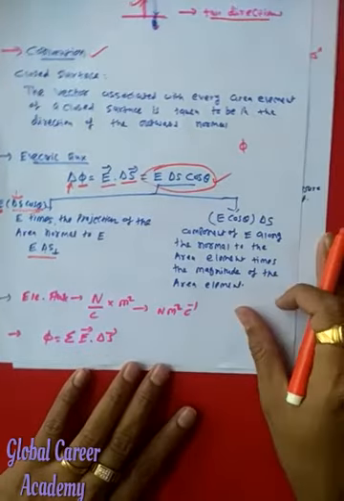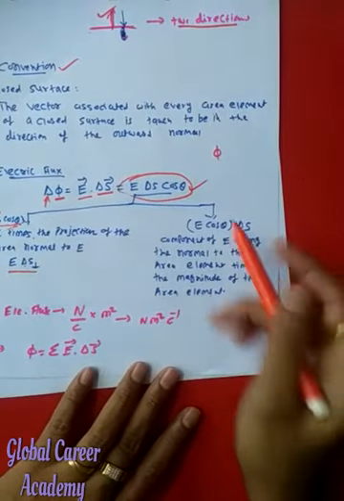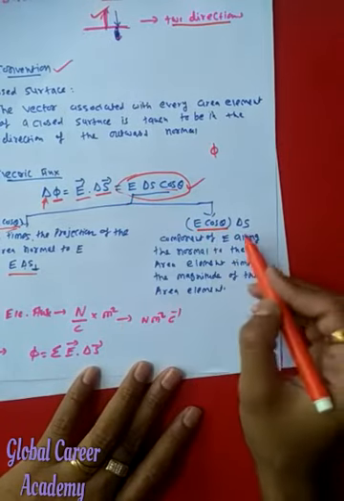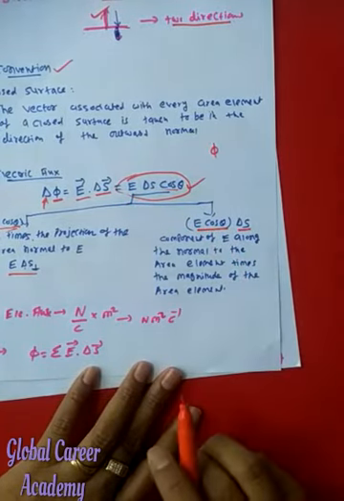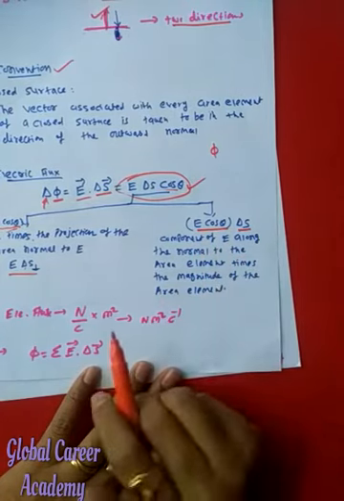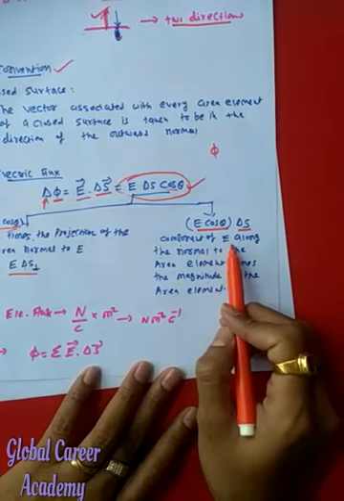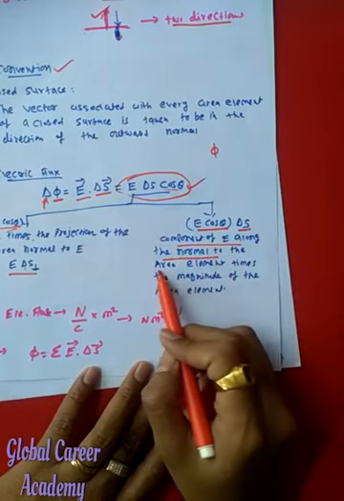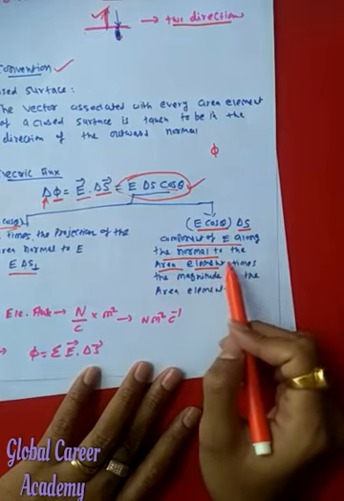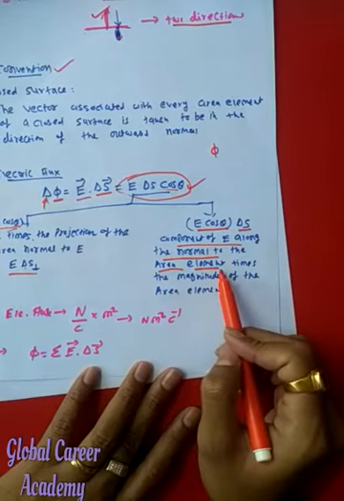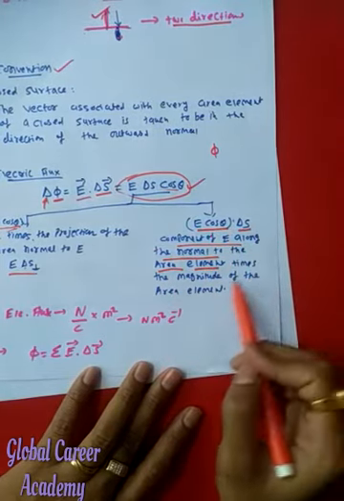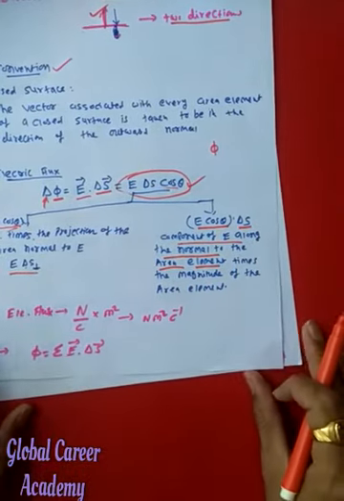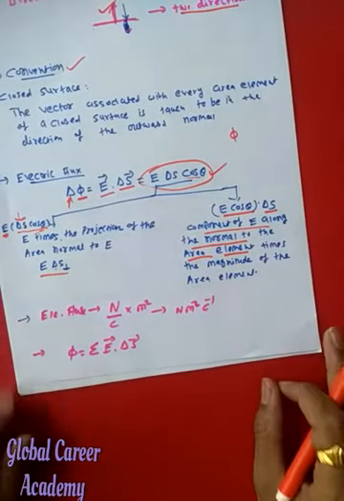If we consider it another way, right, then you keep E cos theta together in the multiplication, and delta S you leave alone. Okay, so now E cos theta is what? That is the component of E along the normal to the area element. Okay, component of E along the normal to the area element times the magnitude of the area element. So these are the two different ways through which you can describe the flux.